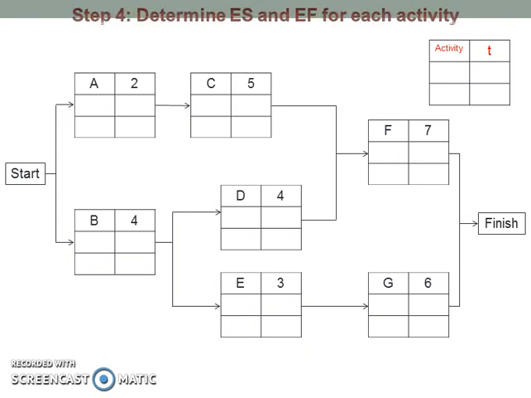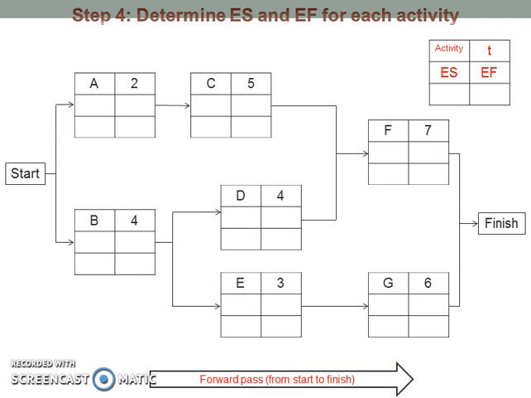Next, determine the earliest start and the earliest finish for each activity. Earliest start and earliest finish for an activity are put here in the box, and they are both determined from the start node to the finish node. For the activity at the start node, the earliest start is 0. Here, the activities at the start node are activity A and B, so the earliest start for both A and B is 0. The earliest finish of an activity is determined by adding the earliest start with the expected time of the activity. For activity A, the earliest finish is 0 plus 2, which is equal to 2. For activity B, the earliest finish is 0 plus 4, which is equal to 4.